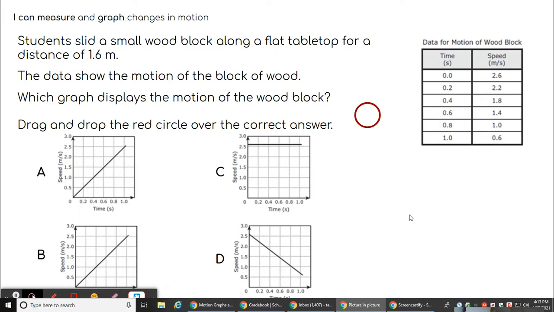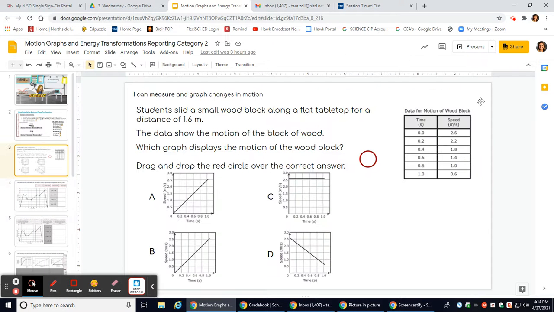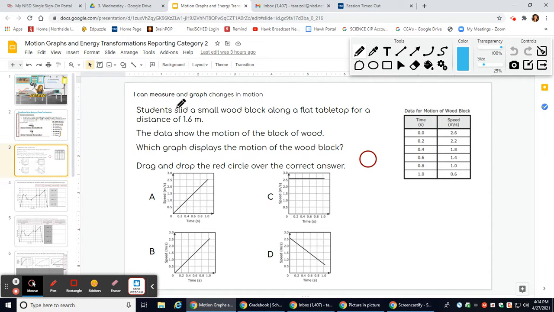Okay, before we talk about energy transformations, we're going to look and graph changes in motion. So let me grab some wet paint so I can explain. So here it's telling us that a student slid a small wood block along a flat tabletop for a distance of 1.6 meters. The data show the motion of the block of the wood. Which graph displays the motion of the wood block?